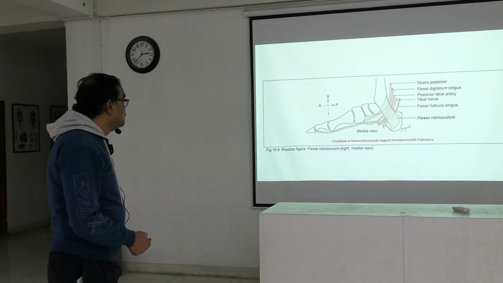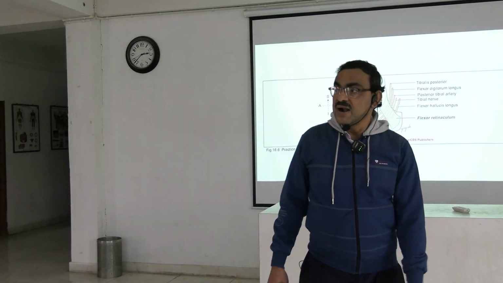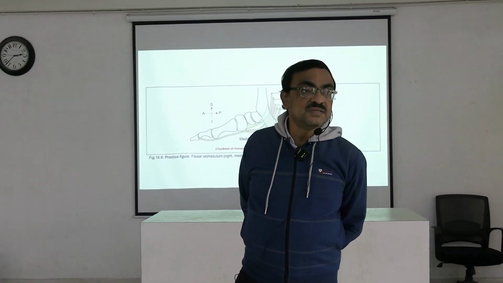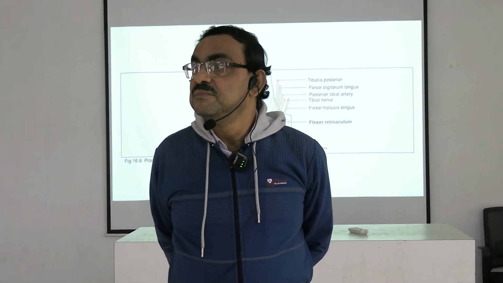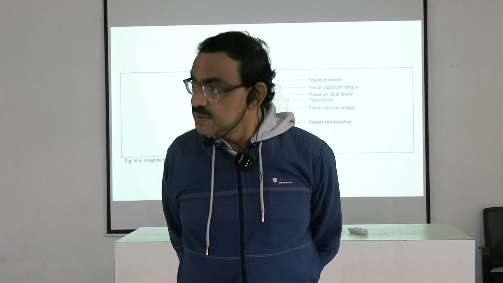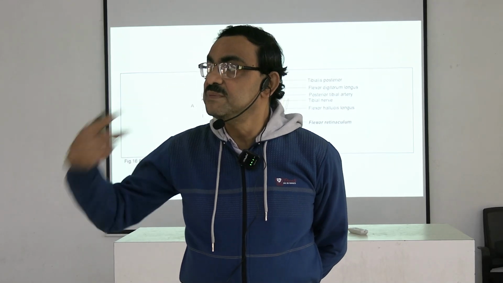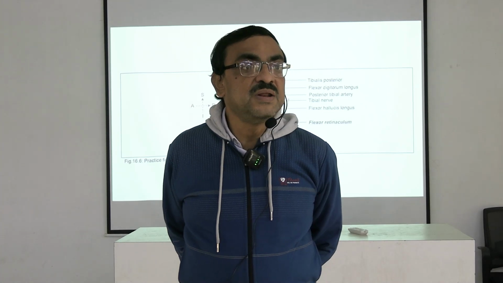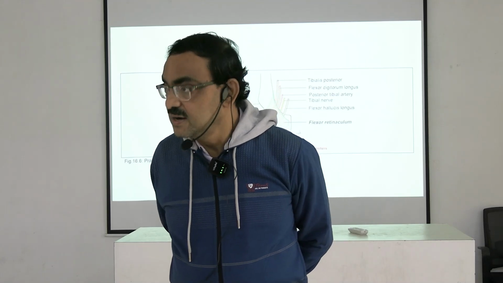Okay. And also we get this artery, the posterior tibial artery, which divides into two branches, medial and lateral plantar arteries. Plantar aspect means the sole. So the posterior tibial vessels divide into medial and lateral plantar arteries. Similarly, you can see the tibial nerve is ultimately dividing into two terminal divisions, that is medial and lateral plantar nerves.